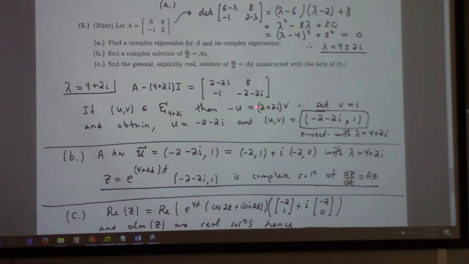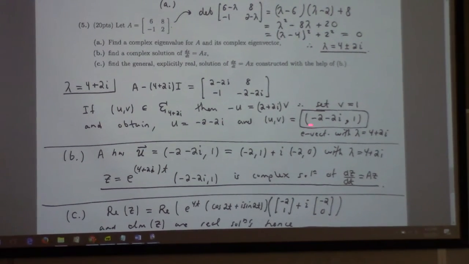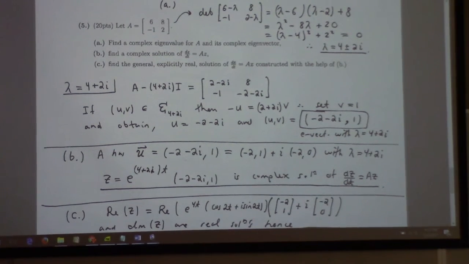And pick your value, any value. I'll pick v equals 1. It's nice. That gives me u is equal to minus 2i, and that gives me this lovely complex eigenvector with eigenvalue 4 plus 2i. This is by no means unique. That's the joy of grading this problem, is there's infinitely many correct, different looking answers. So if your answer did not look like this, that does not mean you're wrong. I have to think about it a little bit to see if you're right or wrong here.